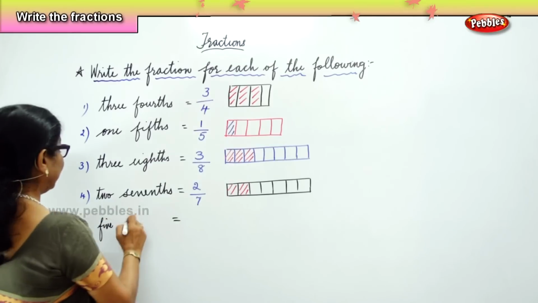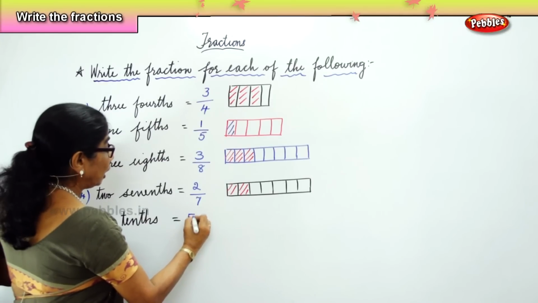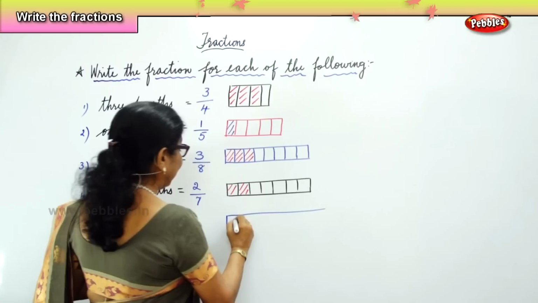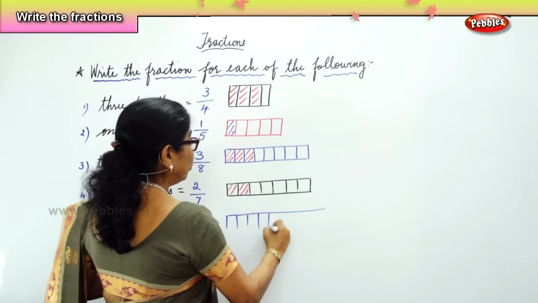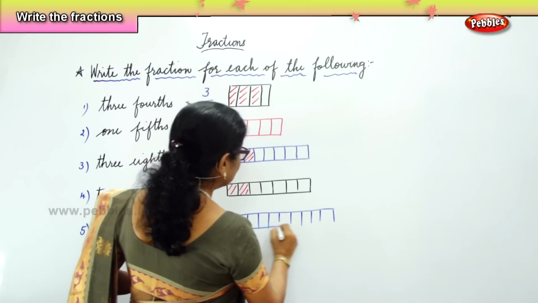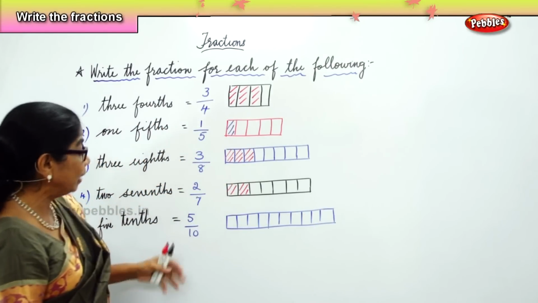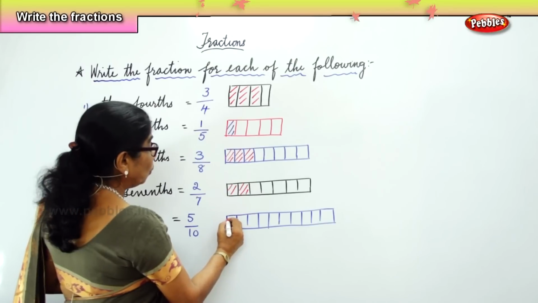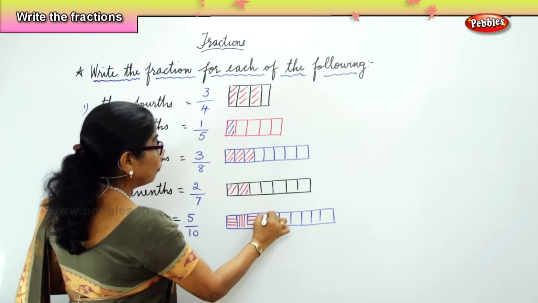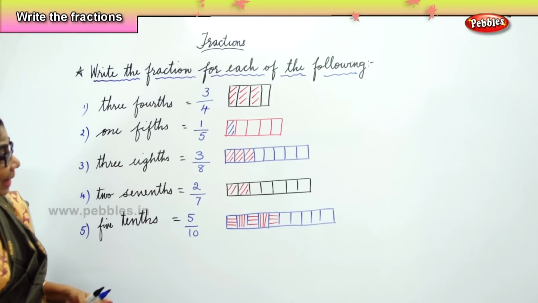Now you have here 5 tenth. 5/10, 5 parts out of 10 parts. And here we have 5 parts out of 10. 1, 2, 3, 4, 5, 6, 7, 8, 9 and 10. So you have a picture with 10 parts, and we have to color how many parts? 5 parts. 1, 2, 3, 4 and 5. 5 out of 10. Okay? Now that's it.